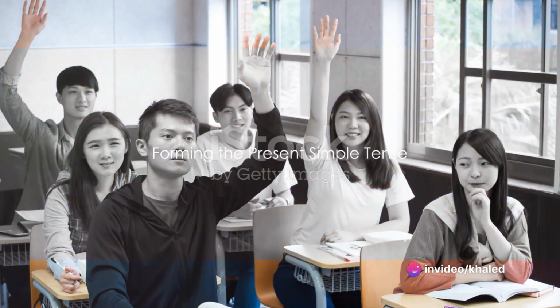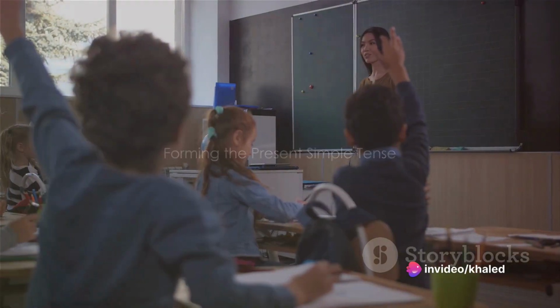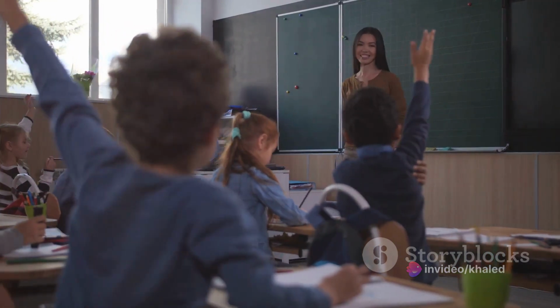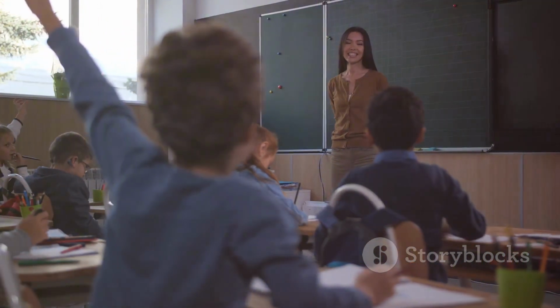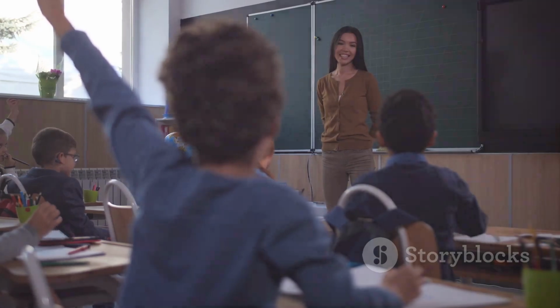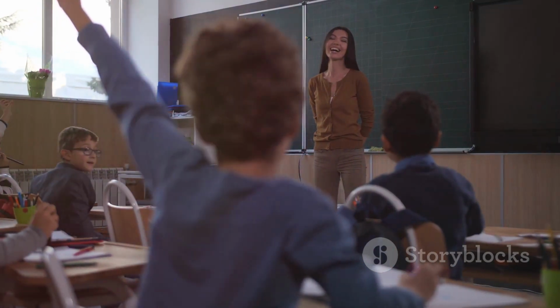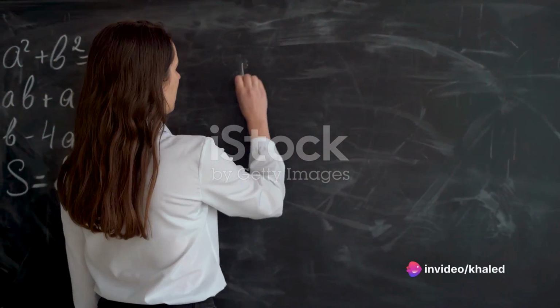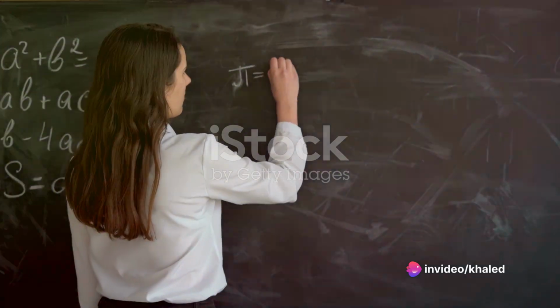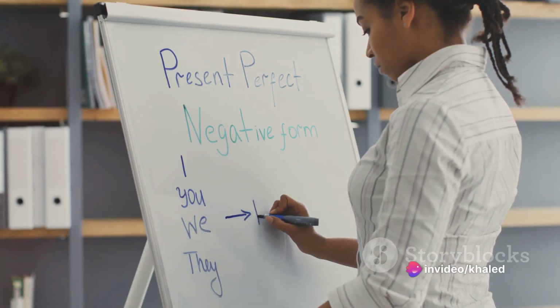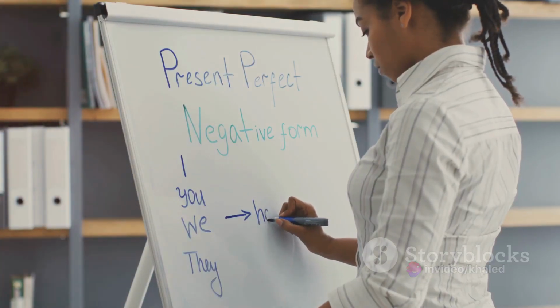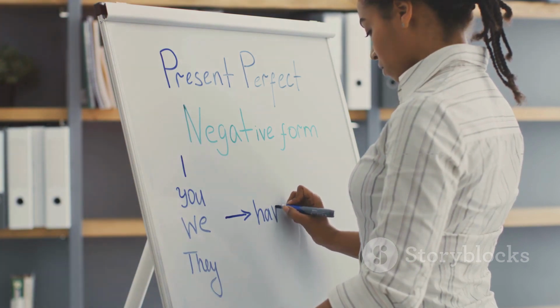Now, how do we form the present simple tense? It's quite straightforward. For most verbs, you simply use the base form of the verb. If you're talking about yourself, you might say, "I live in London." If you're talking about someone else, you might say, "She lives in London." Notice the S added to the verb when talking about another person. That's one of the few exceptions to keep in mind.